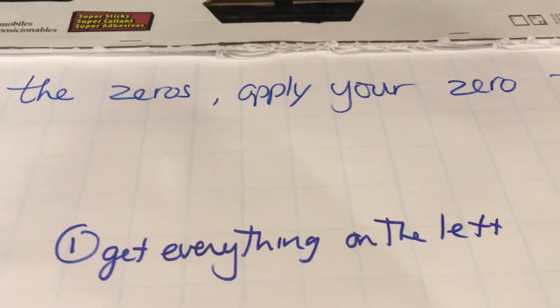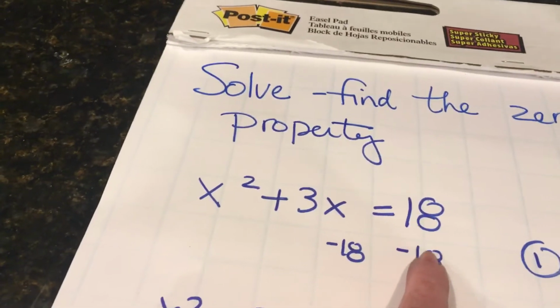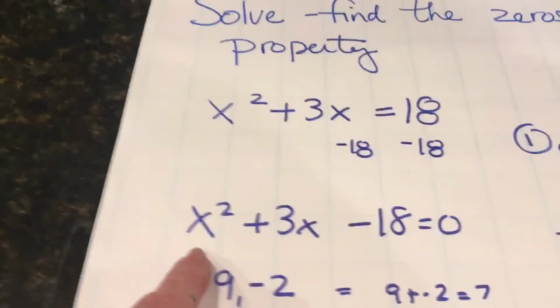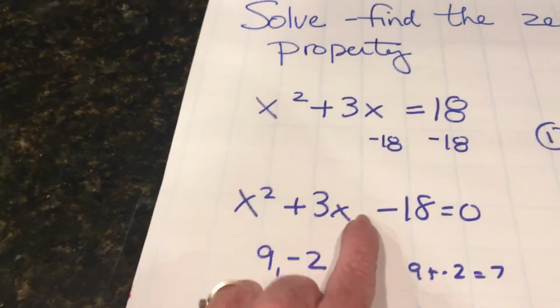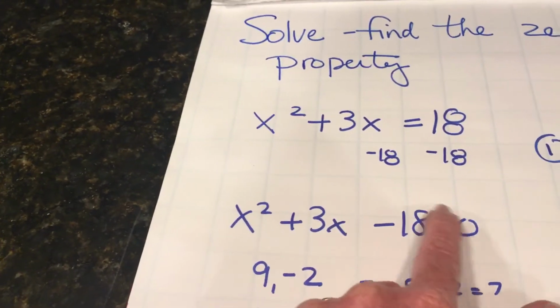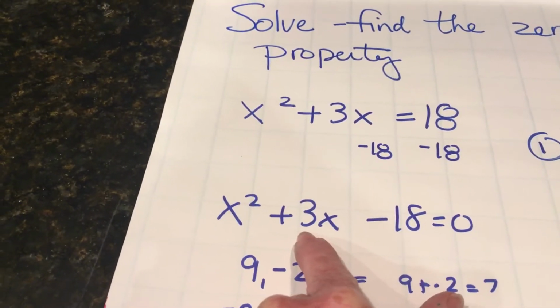Step 1 is you're going to get everything to the left. So we are going to move this 18 to the left by subtracting 18 from both sides. Now our problem becomes x squared plus 3x minus 18 equals 0. So we're looking for the factors of c. We're looking for the factors of negative 18 that add up to positive 3.